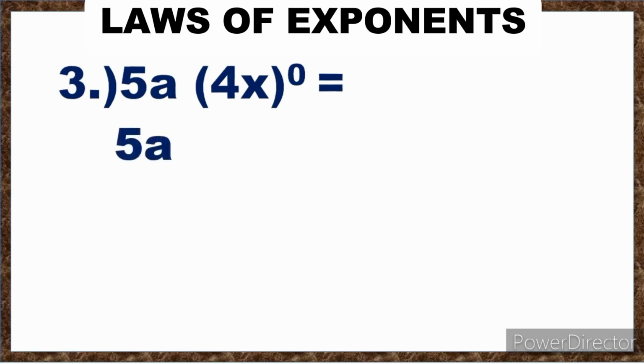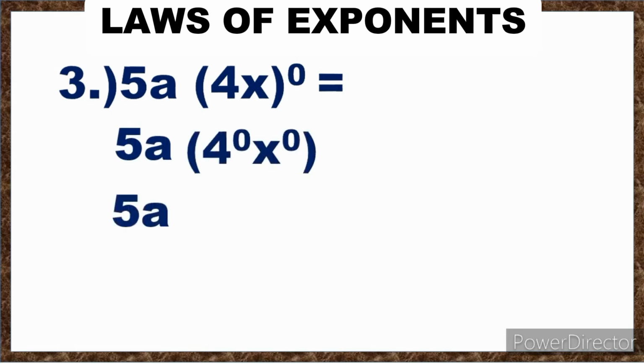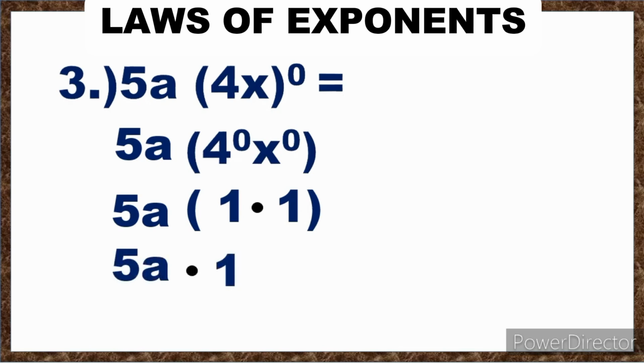Okay, next number 3, 5a times 4x raised to 0. Then 4x raised to 0 is equal to 4 raised to 0 times x raised to 0. Then we have now 5a. 4 raised to 0 is 1. X raised to 0 is 1. So now we have 5a times 1 times 1. Then 5a times 1 equals 5a.